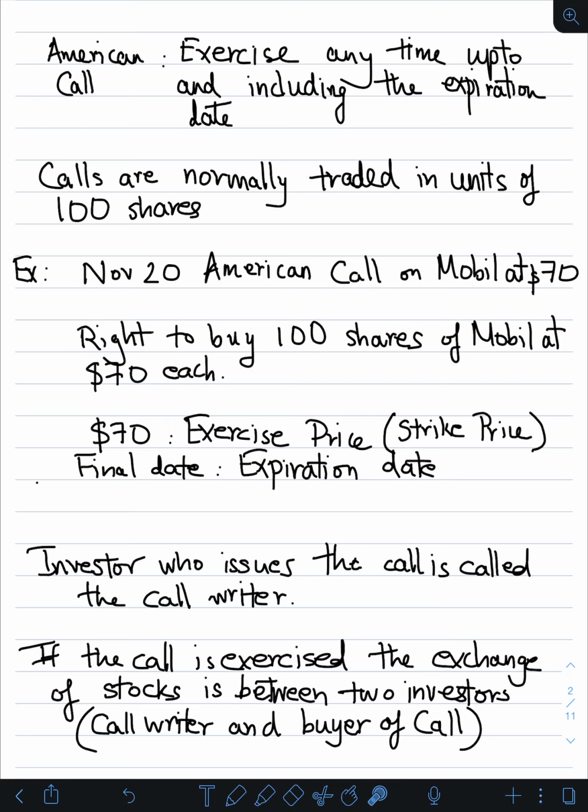The investor who issues the call is called the call writer. So the person writing the call option, who's selling you that right, who's giving you that right to buy all these stocks, is called the call writer.